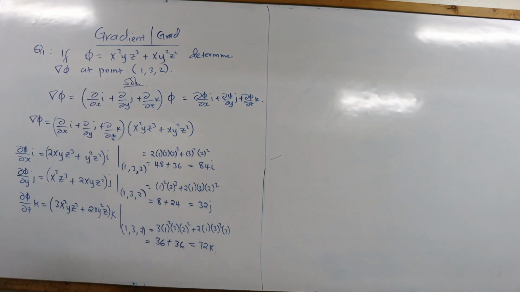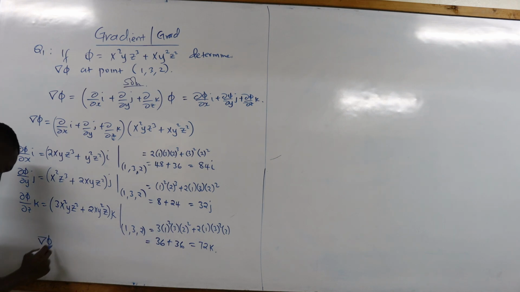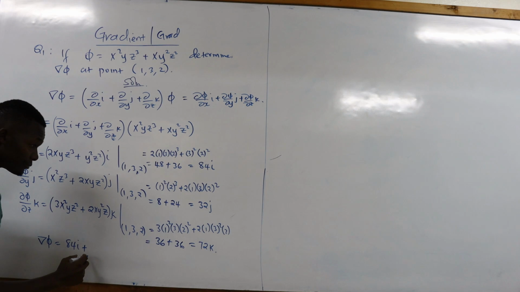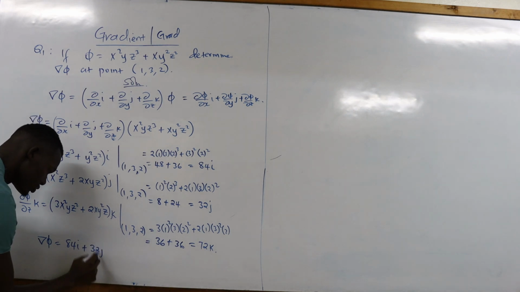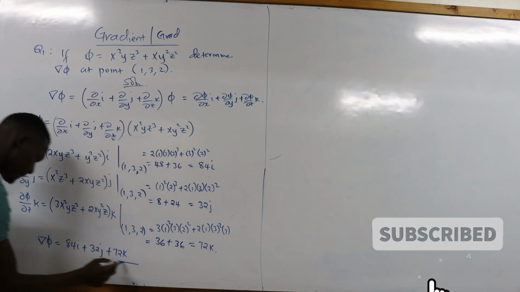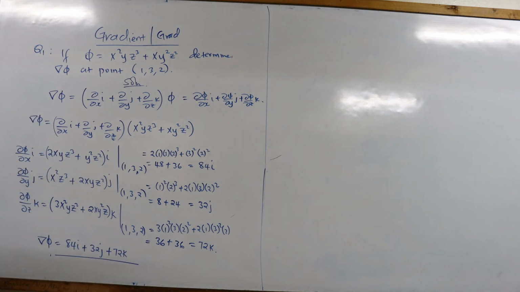2k. So therefore, I think I'll just write my answer so that I can have maybe the second example there. So therefore, my grad will be given by 84i plus 32j plus 72k. And that is how you get your gradient.